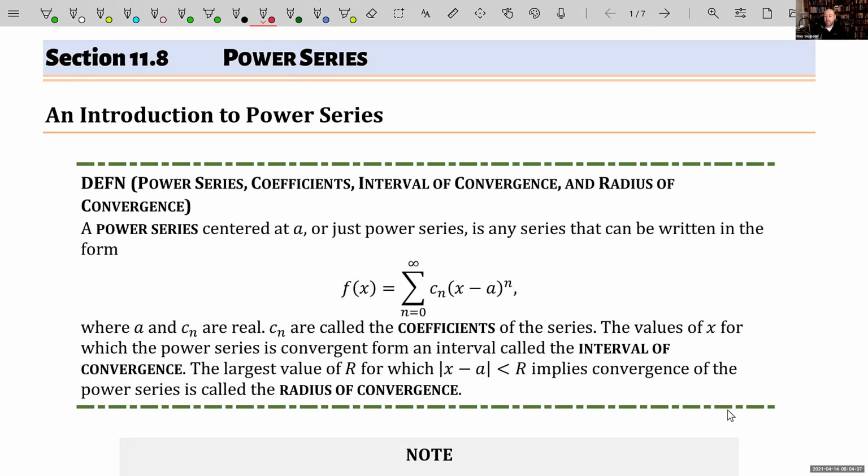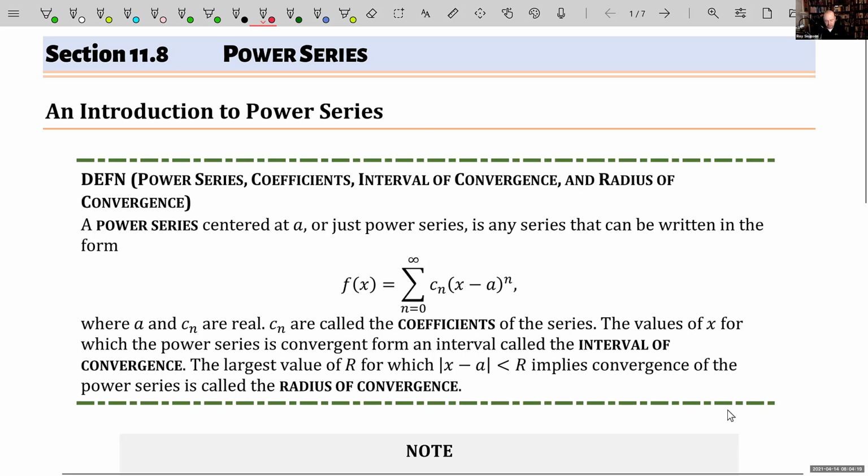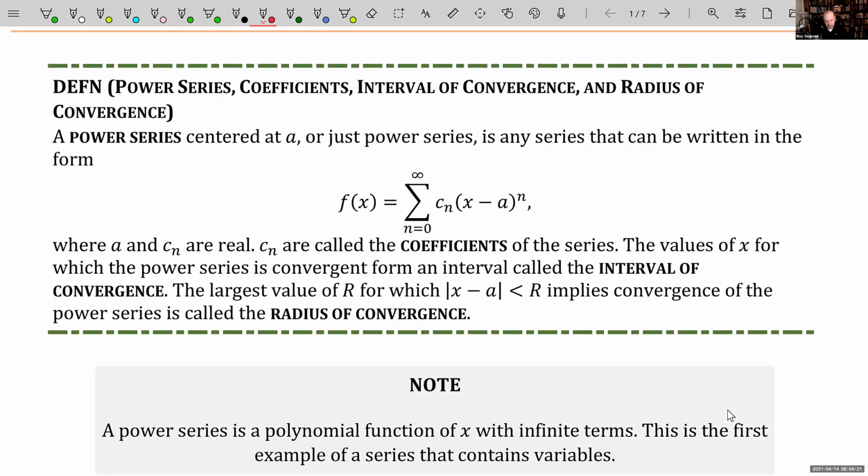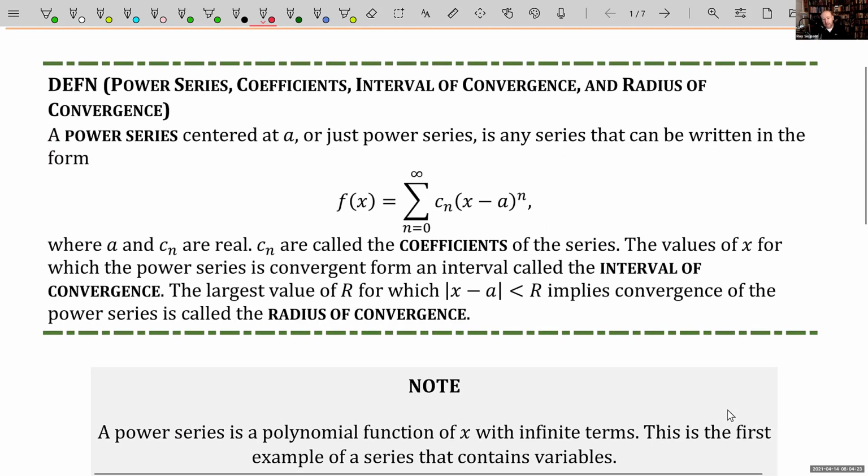And these are awesome. Great series. How are power series different from all the series you've seen before? They involve a variable. That's just it. So, definition of a power series. A power series centered at a, and we'll talk about that more and more as we move forward, but often we'll just, by the way, call them power series.